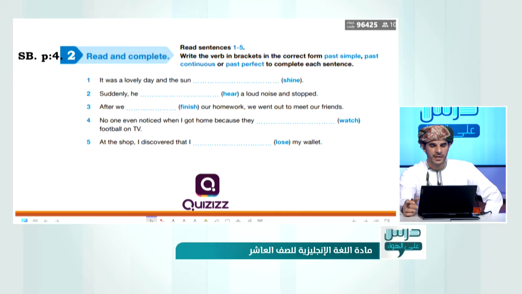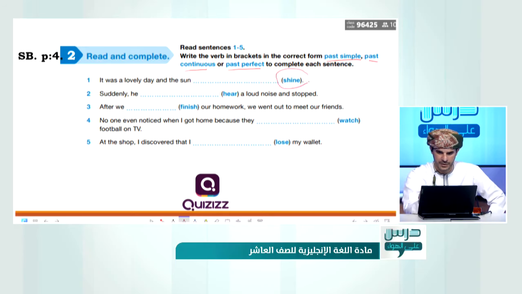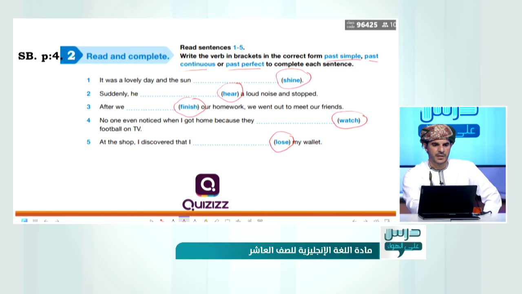Skills book page 4, activity number 2, read and complete. Now, read the sentences 1 to 5. Write the verb in brackets in the correct form of past simple or past continuous or past perfect. So you have a verb here. In each sentence you have a verb. Use this verb to complete the sentence. It was a lovely day and the sun, it was. The past simple. So what's missing is past what? Continuous.